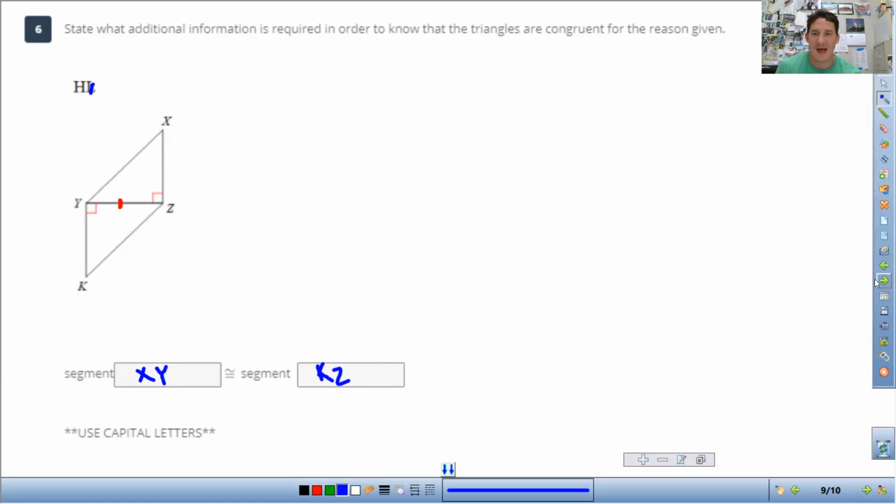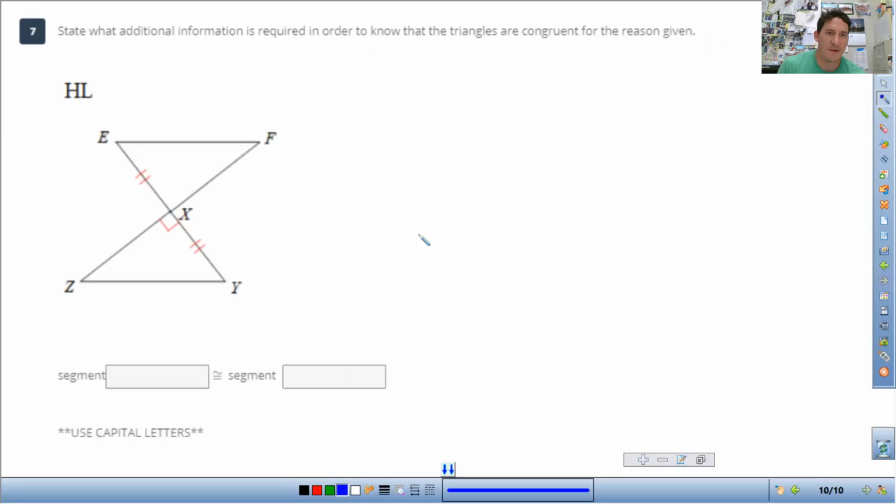And then last problem, again, make sure you're paying attention to the vertical angles. This is also a right angle since it's across from this right angle. Those are vertical angles. And we've just had to look for the hypotenuse on all of these. So EX matches up and is congruent to YX. So we're missing EF, the hypotenuse on this one. So EF congruent to YZ.